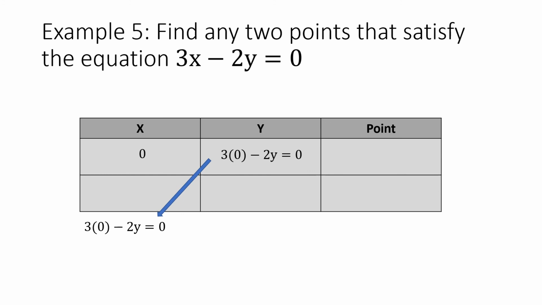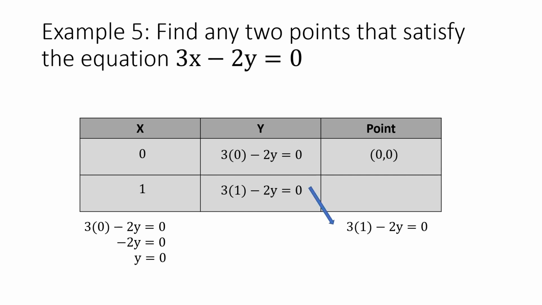3 times 0 minus 2y equals 0. 3 times 0 is 0, and so I have negative 2y equal to 0. And then the step here would be to divide both sides by negative 2. 0 divided by negative 2 gives me 0 for my y value. And so my point's going to be 0 comma 0 inside of parentheses as my first point to satisfy the equation. Next, I'm going to pick 1 for my x value, and so where I see x, I'm going to substitute in 1, and then I'm going to solve for y. I'm going to do so outside of the table.